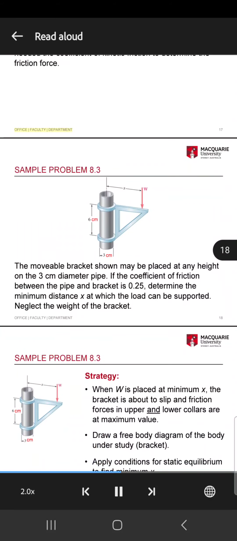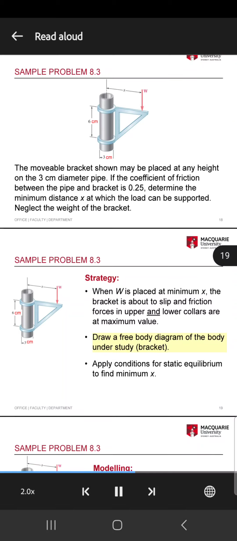The bracket slides on two 3-inch diameter collars, one at the top of the bracket and one at the bottom. The load W, acting down, is applied to the bracket at distance x from the center of the pipe. Draw a free body diagram of the body under study, the bracket. Apply conditions for static equilibrium to find minimum x.